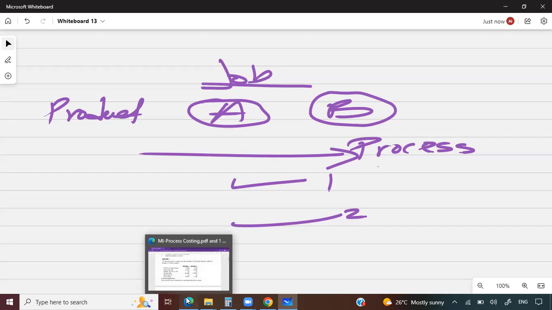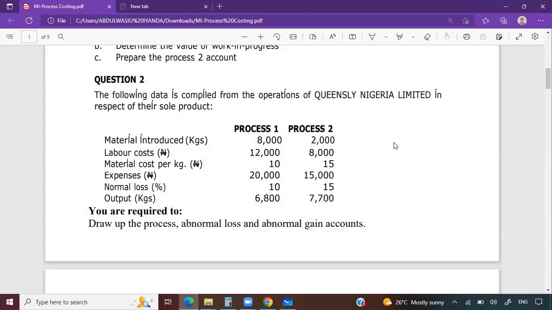Now look at it. Let's say process 2. For you to start process 2, you must have completed process 1. It's a very simple costing method, and the requirements will be very, very clear.